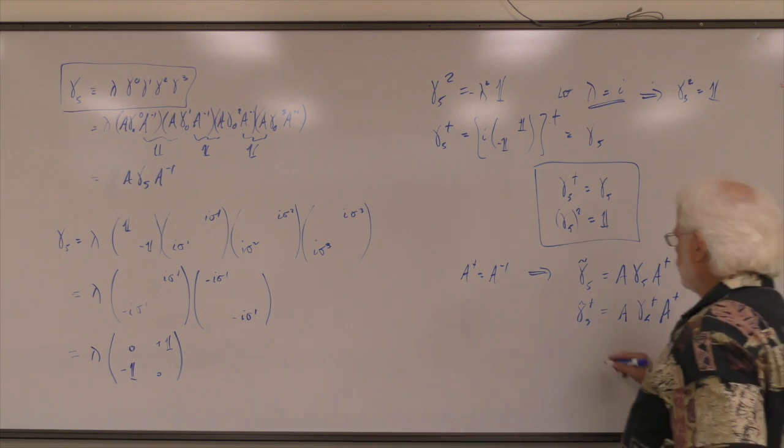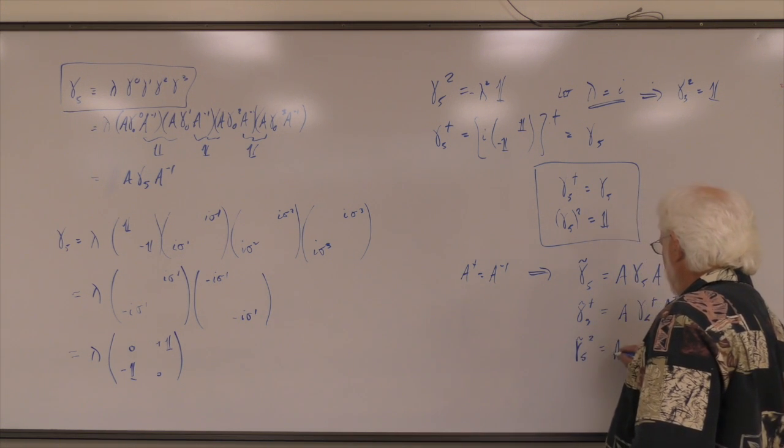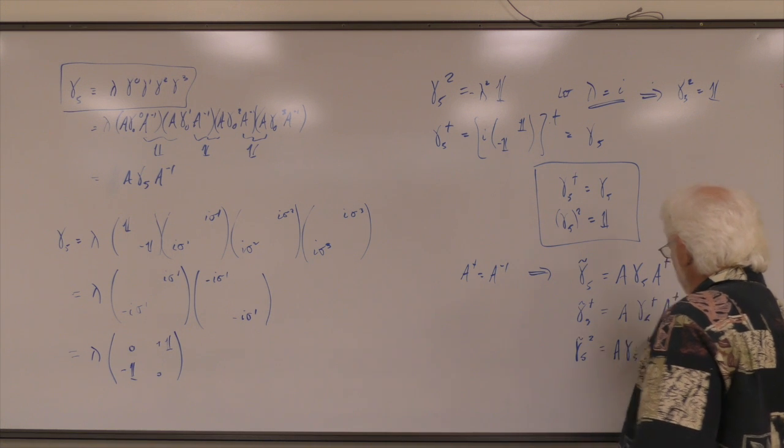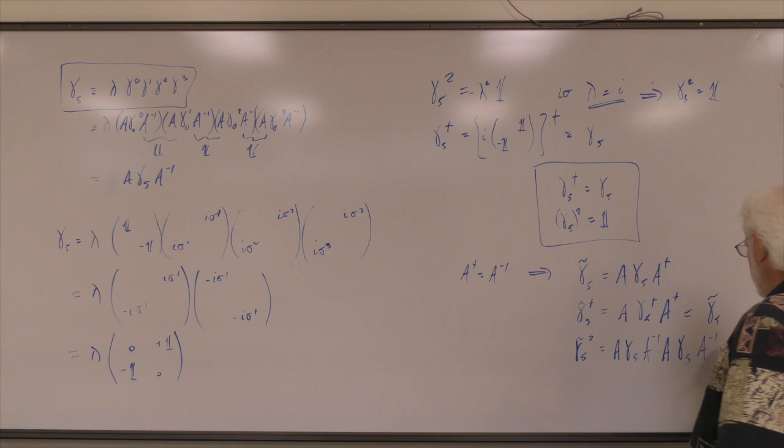And squaring it, gamma 5 tilde squared is going to be A gamma 5 A inverse times A gamma 5 A inverse.